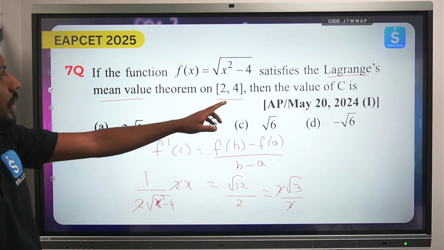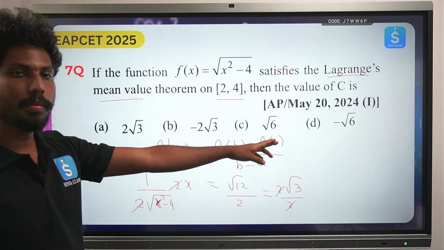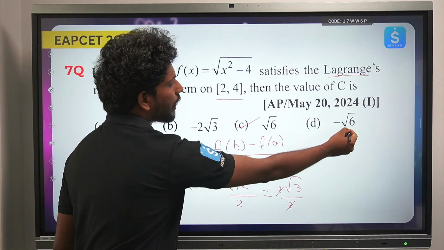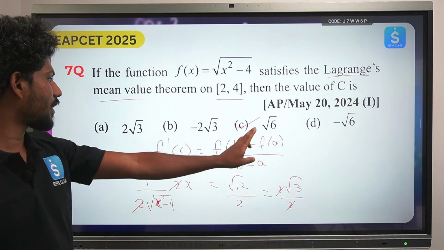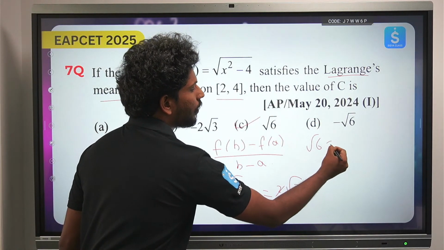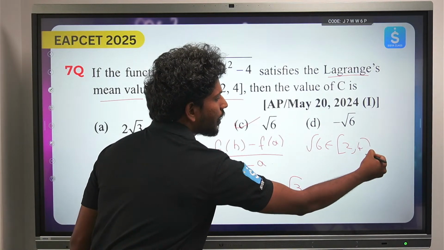Okay, so actually it is plus or minus root 6, but don't be again in that sort of ambiguity that you are writing minus root 6. The answer is just root 6. It is not minus root 6 because root 6 lies between 2 and 4. So that is the reason.